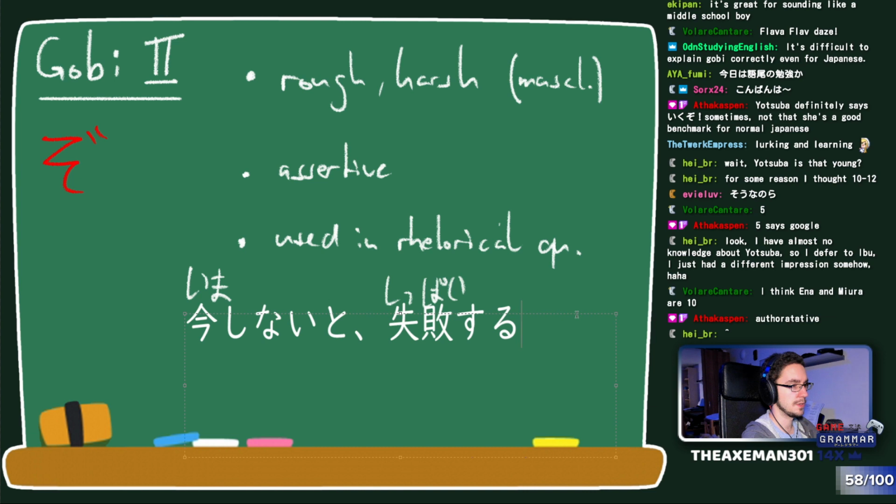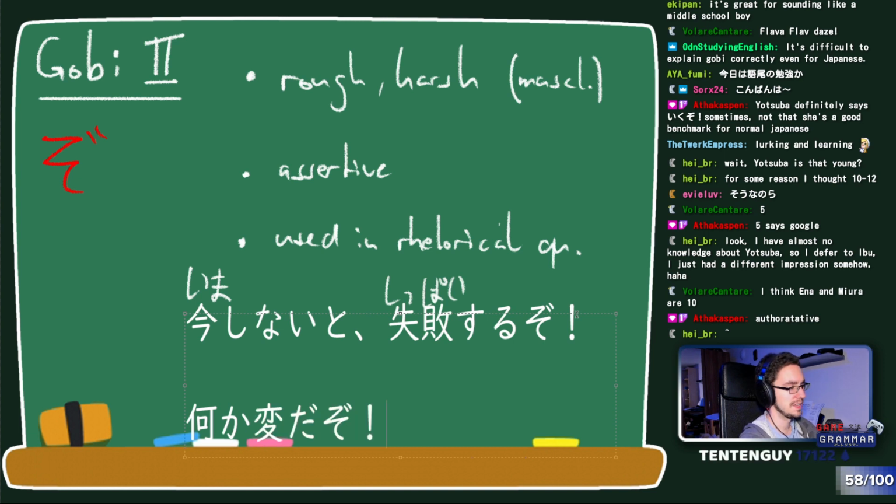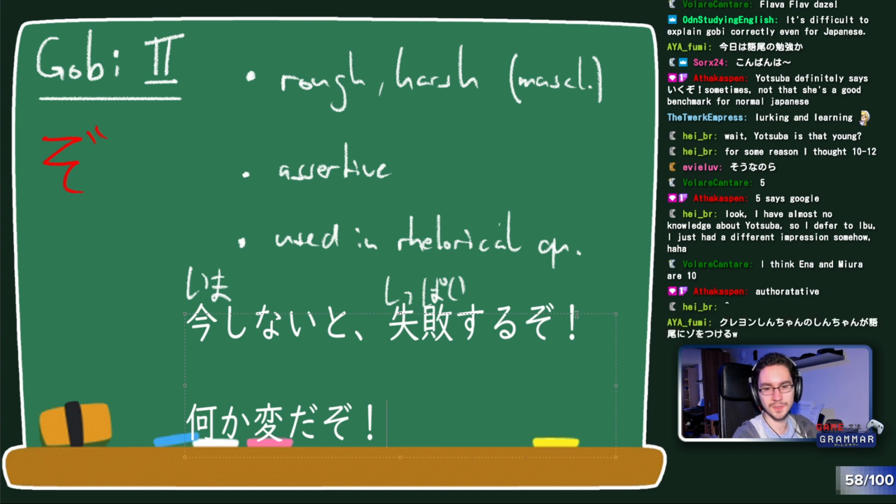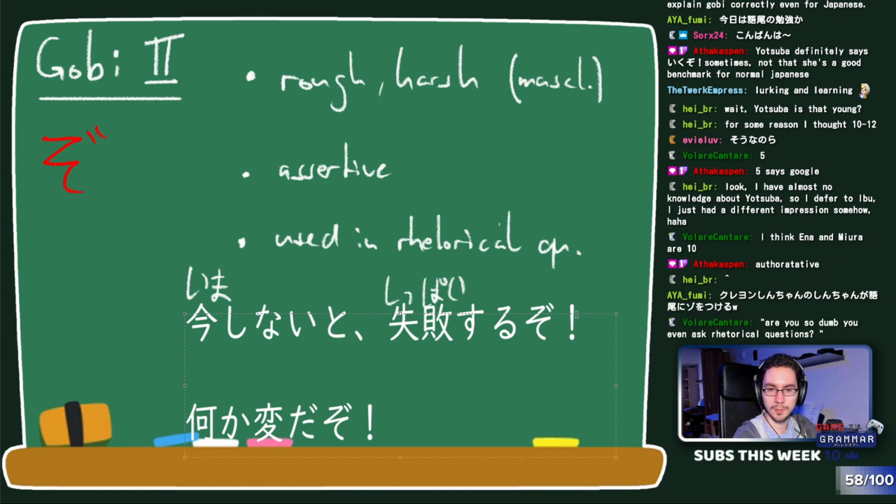Maybe another example that we can do is するぞ. Another one would be something like 何か変だぞ. These are sentences you see a lot in anime and stuff. クレヨンしんちゃんのしんちゃんが語尾にぞをつける. So nice.